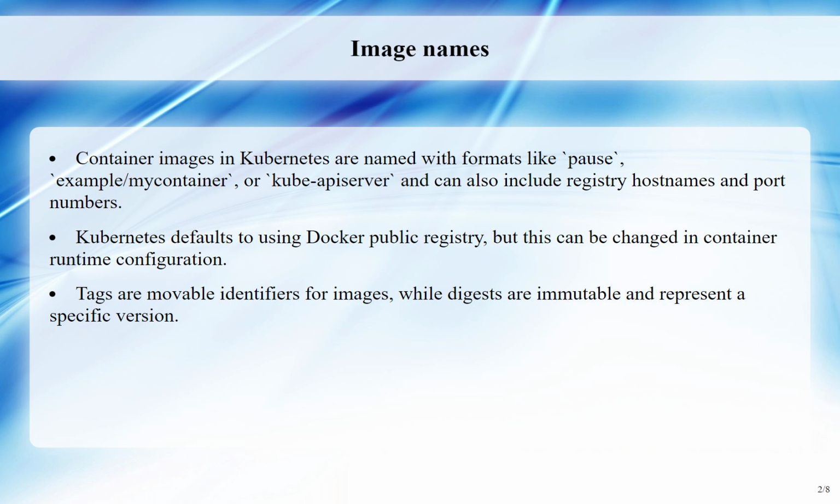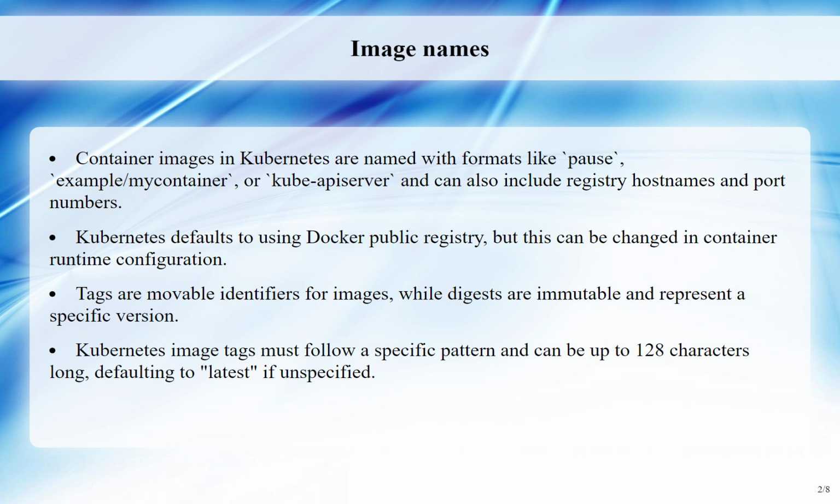Tags and digests are used to identify different versions of images, with digests being immutable and representing a specific version of an image. Tags can be moved to point to different images, whereas digests remain fixed. Image tags follow a specific regex pattern and can be up to 128 characters long. If no tag is specified, Kubernetes assumes the tag is latest.